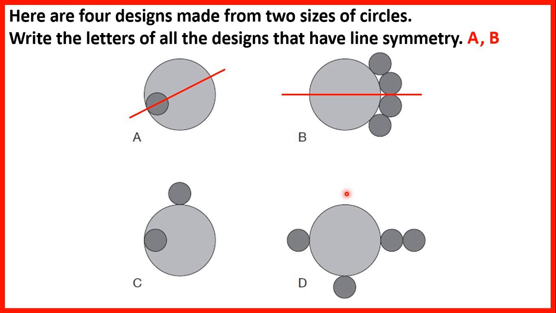With shape D, if we tried to draw a vertical line of symmetry, then we wouldn't have the same reflected on both sides because we only have one circle on this side but 2 on this side. And if we tried a horizontal line of symmetry, that wouldn't work because we have a circle down here but not up here. So the only designs with a line of symmetry are A and B.